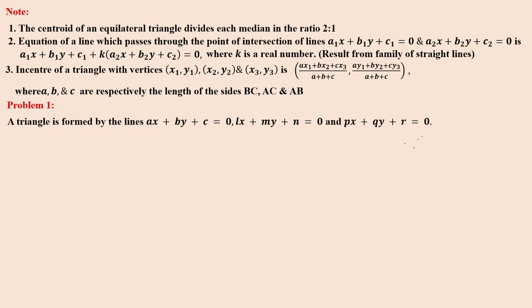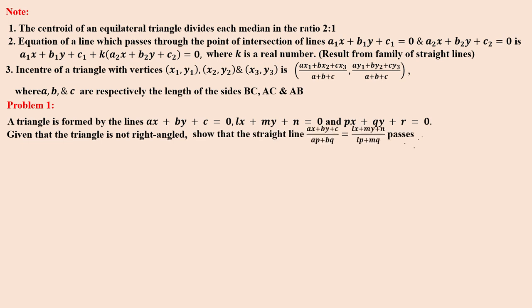A triangle is formed by the lines Ax + By + C = 0, Lx + My + N = 0 and Px + Qy + R = 0, given that the triangle is not right angled. Show that the straight line (Ax + By + C)/(AP + BQ) = (Lx + My + N)/(LP + MQ) passes through the orthocentre of the triangle.